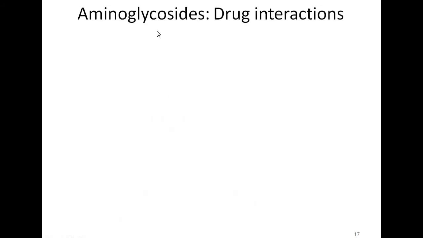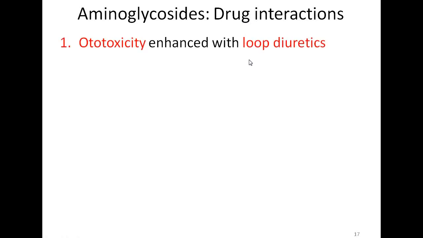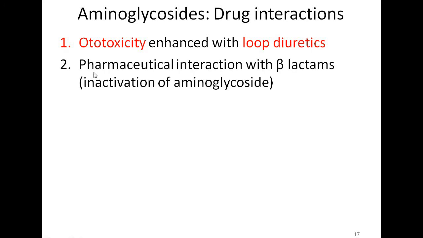Some important drug interactions with the aminoglycosides. Ototoxicity is increased by loop diuretics like furosemide, which by itself is ototoxic. Pharmaceutical interaction with beta-lactams: if a penicillin and an aminoglycoside are combined in the same syringe or in the same solution, the aminoglycoside gets inactivated. Therefore, we need to use separate syringes.